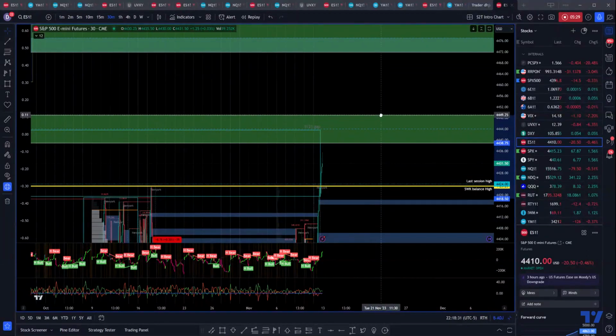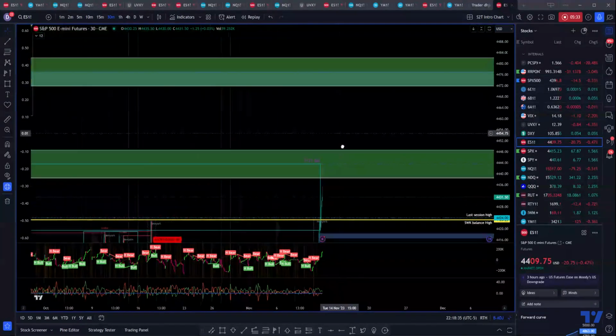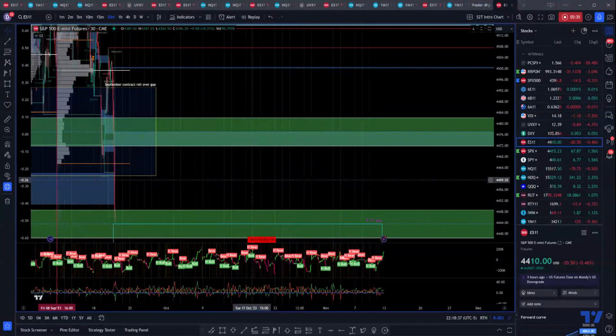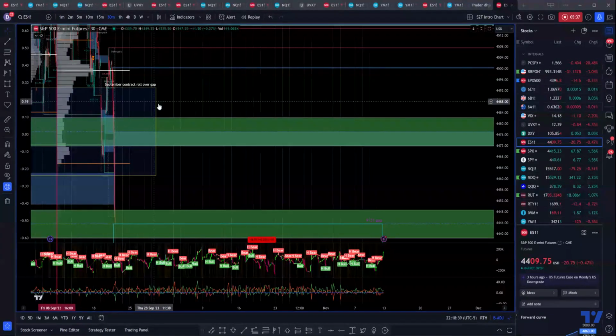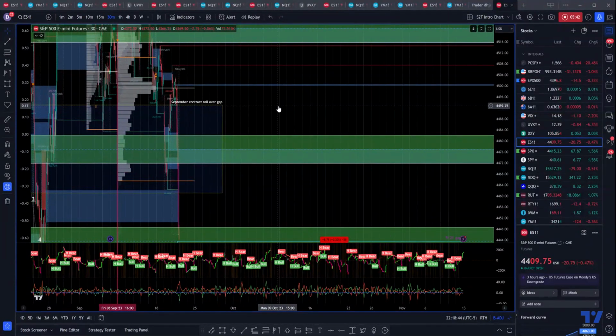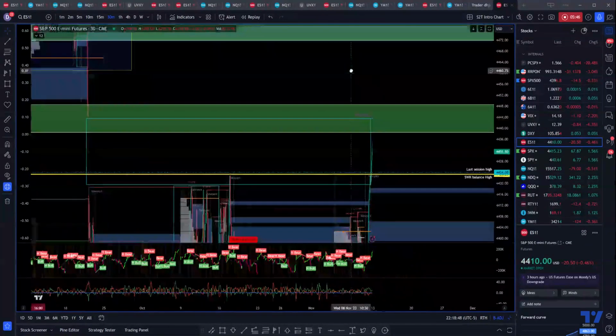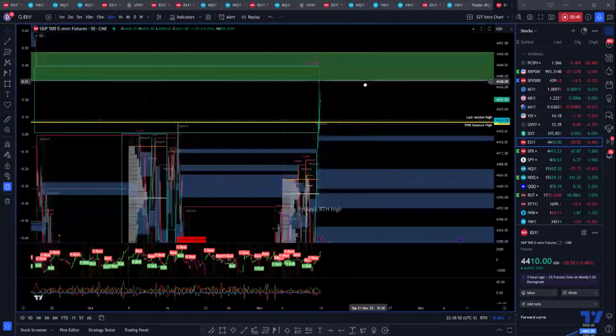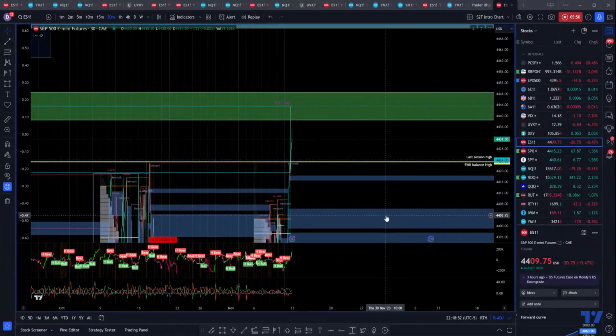Right here, let's put it as 44. Target number two, I still have 76 there. I want to raise it up. I normally like to go for 100 points from pivot. So I'm going to take a look at it here and see what we got.